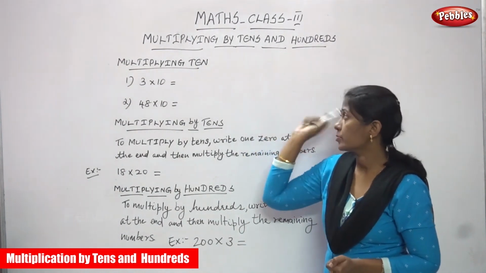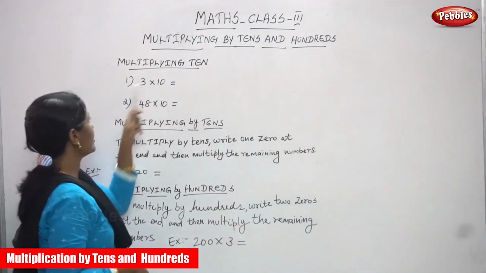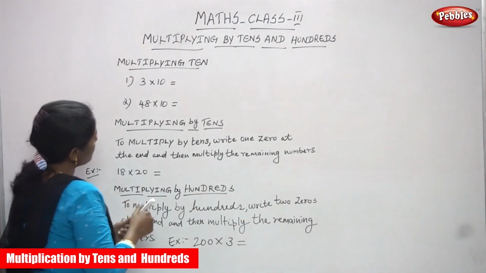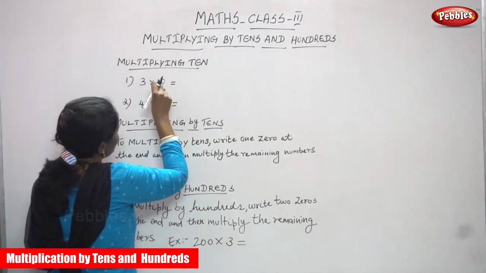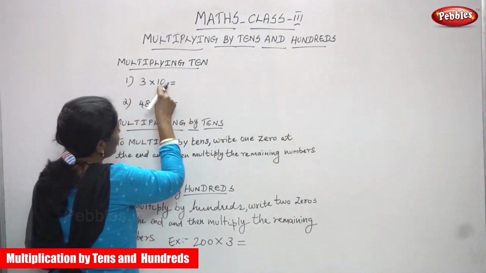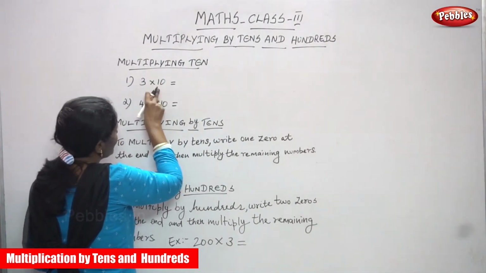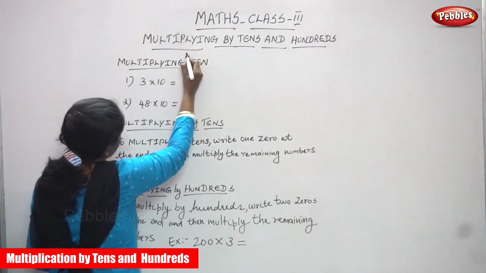Multiplying by tens and hundreds. First, we are going to see multiplying by 10. Okay, 3 into 10. So, multiplying by 10 means you are going to multiply 10 with a particular number. So the number is 3 into 10. First you have to multiply the numbers. Multiplying by 10.